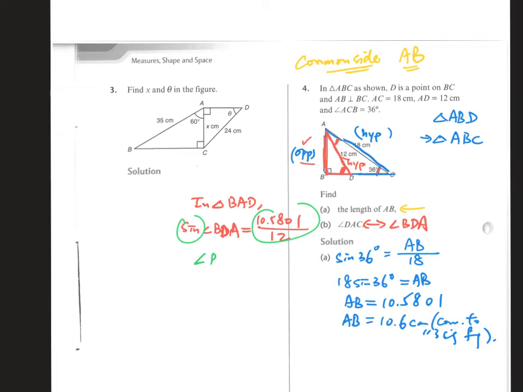Which is angle BDA equal to 61.8451 degrees. So as a result, angle DAC plus 36 degrees is equal to 61.8451, and now you can get the result of angle DAC quickly.